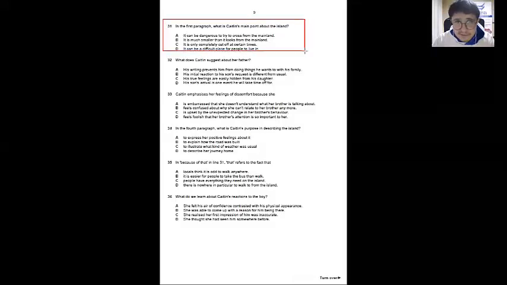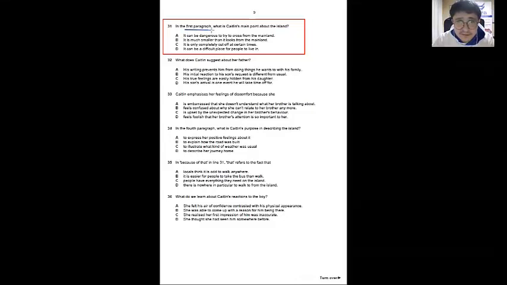Something that is quite relevant for this part, especially if we pay attention to question number 31 in this case, is that the questions always make reference to specific parts of the text. For example, here, question 31 makes reference to the first paragraph. So, let's read the question. In the first paragraph, what is Caitlin's main motivation about the island? We will see that the right answer will be actually this one. It is only completely cut off at certain times. Cut off means cancelled. That is something that will be probably important to mention at this point.